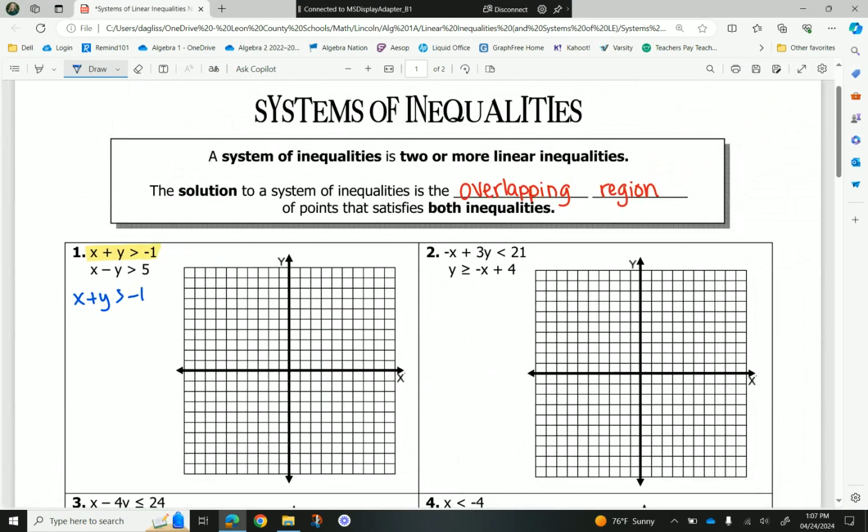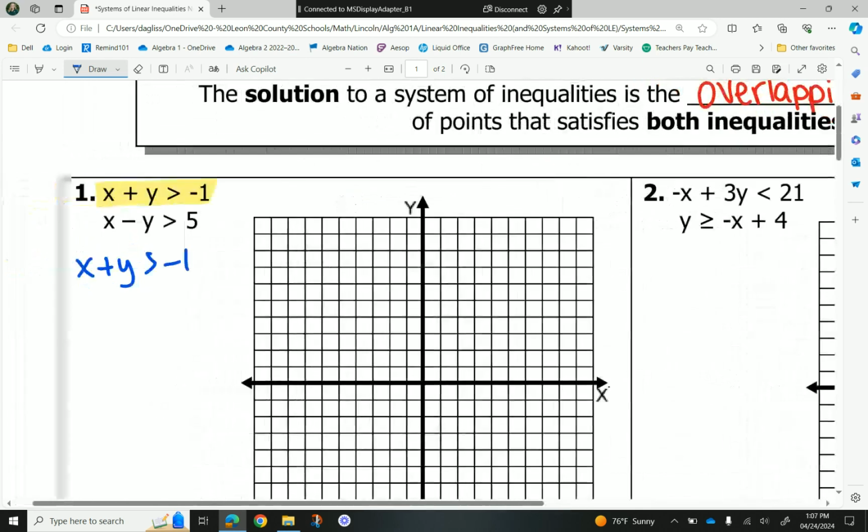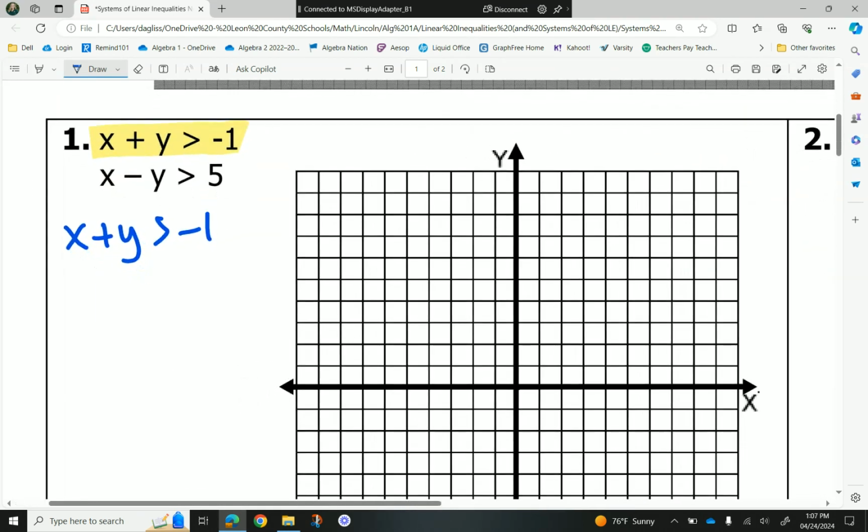Okay, so we have a system of inequalities, so it's two or more. We're going to stick with just two, okay? The solution is our overlapping region, so it's the points that satisfy both inequalities, okay? Our first inequality here, the y is not by itself. You just told me to get the y on its own, I have to subtract the x to the other side. I have y by itself, we are greater than, we have negative x and a negative 1 on the same side. Okay, so I'm going to graph this one first.